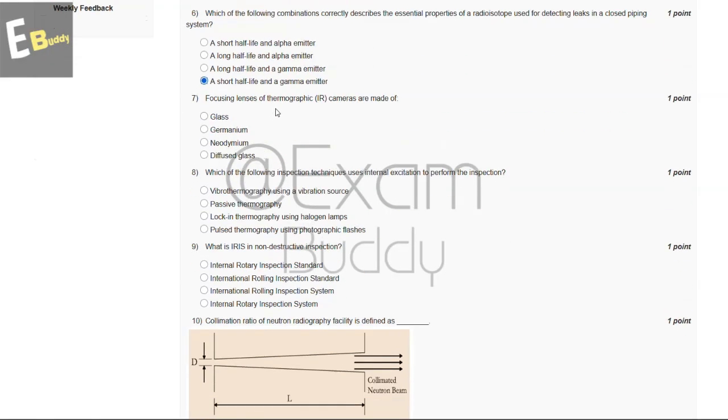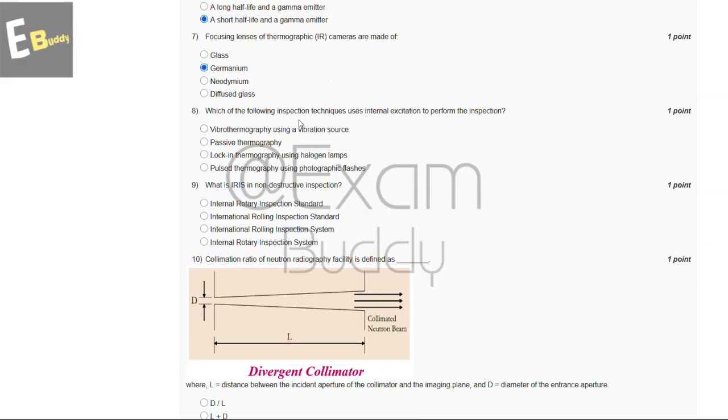Focusing lenses of thermographic IR cameras are made of. So these are the options, and the answer for our seventh question is B, germanium. And now let's go to our question number 8. Which of the following inspection techniques uses internal excitation to perform the inspection? So these are the options, and the answer for our eighth question is A, vibrothermography using a vibration source. And now let's go to our question number 9.